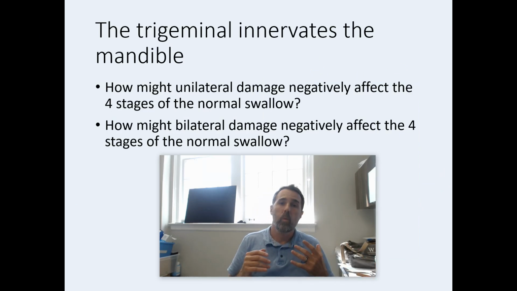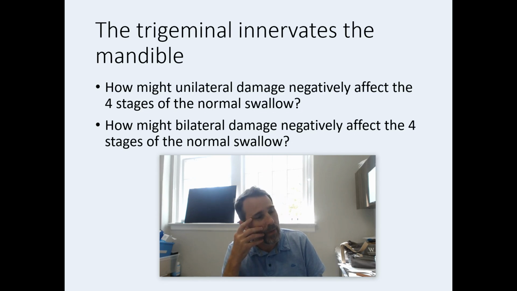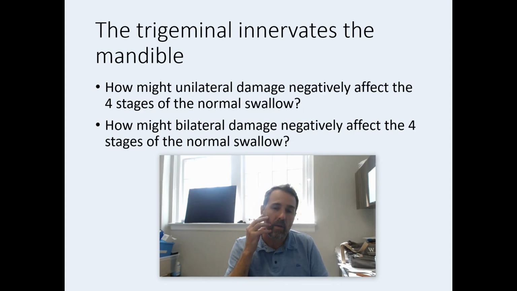Okay, what does the trigeminal do? You guys may remember that the trigeminal innervates the muscles of mastication, and it does sensation from the face. So unilateral damage to the trigeminal is going to create a unilateral flaccid weakness on that affected side of the mandible. So if you damage the right trigeminal, then the right muscles of mastication are going to be flaccid and weak.